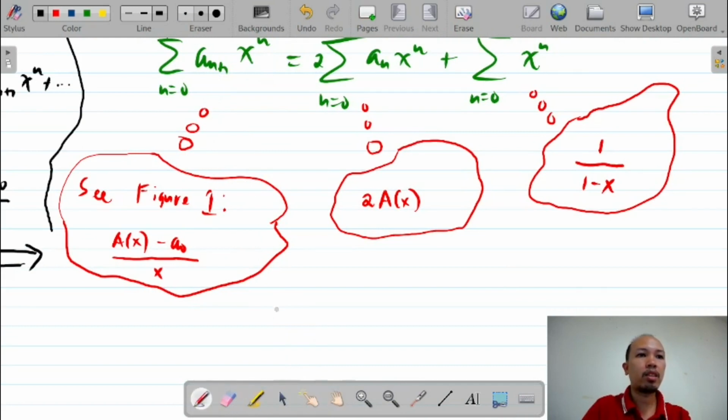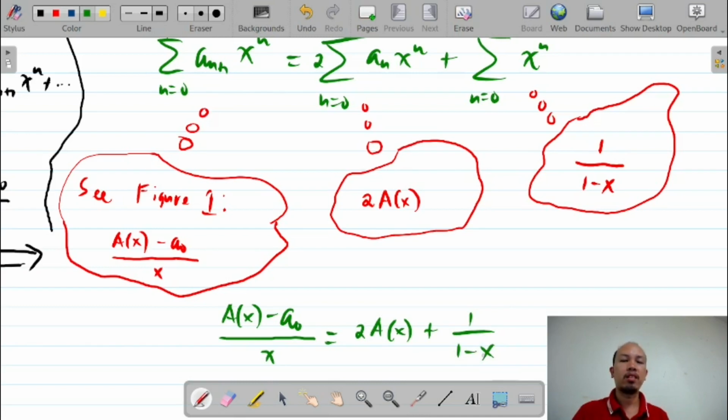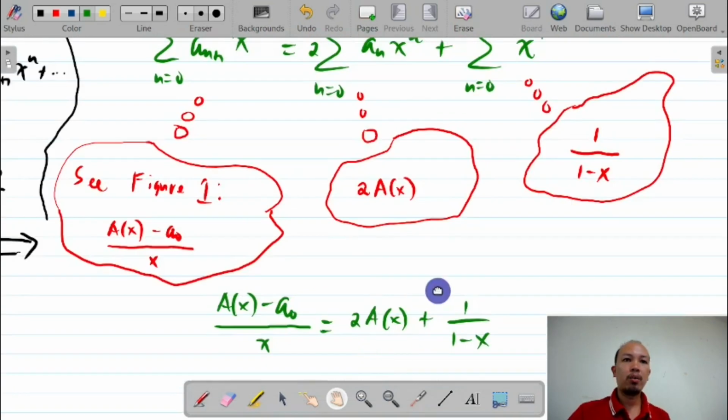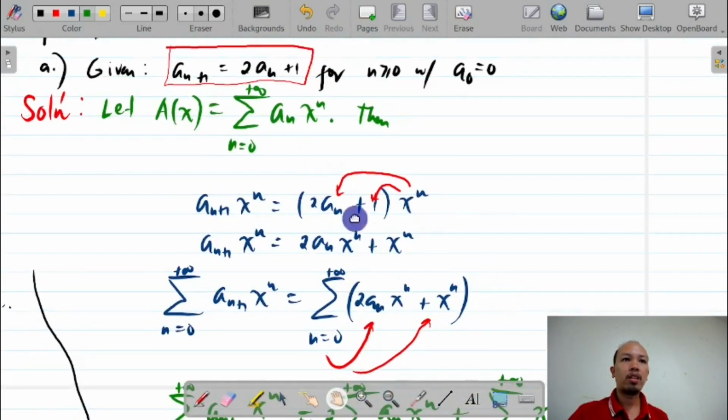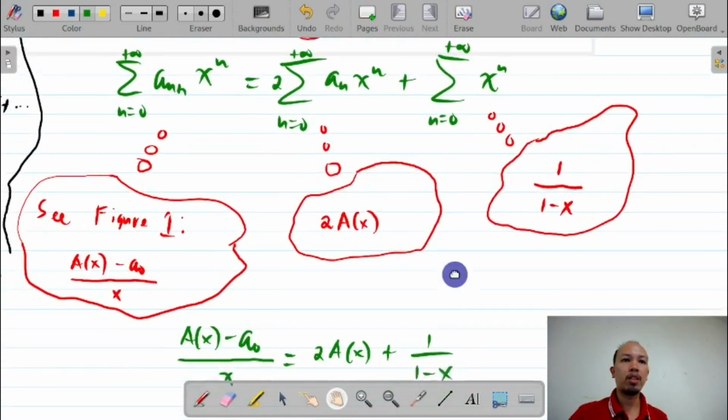And then what happened is that this is a very nice expression. We can write it as a of x minus a sub 0 over x is equal to 2a of x plus 1 over 1 minus x. Okay, so that's it. We simplified our given recurrence relation to this form using generating function.